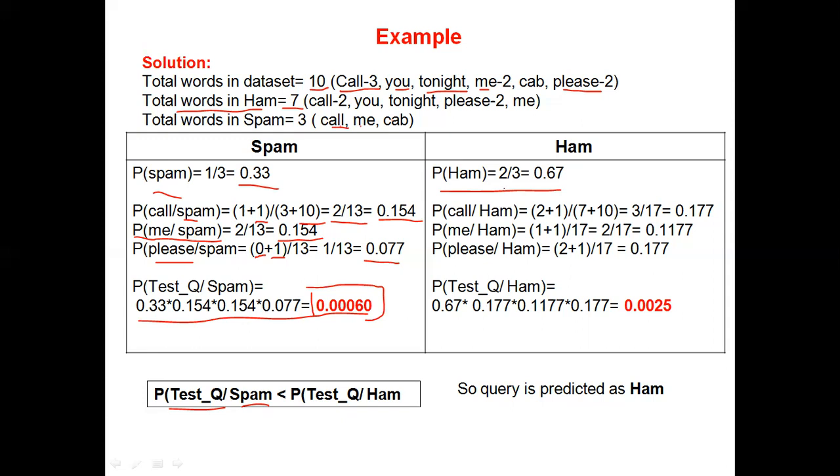So for the individual ham class label, out of 3 documents, 2 have the ham class label. So my probability is 0.67. Then again calculate the probability of call for the ham class label. So 2 plus 1 divided by 7 plus 10, because 7 words are there in the ham documents, right? And 2 plus 1, because call occurs 2 times in the ham documents, plus 1 to avoid the problem of losing information. So we get 3 by 17, so that probability becomes 0.17.